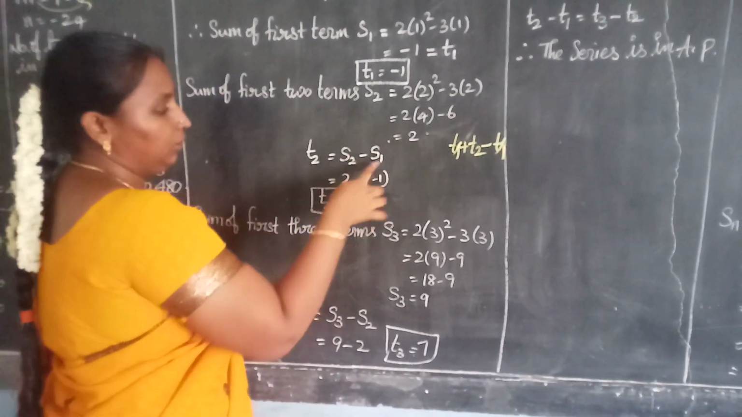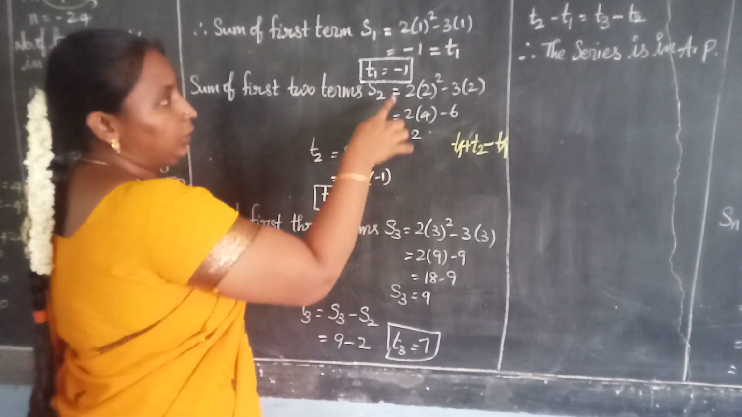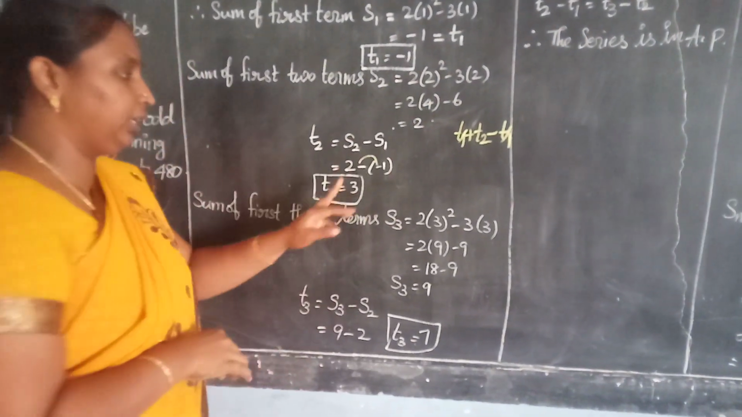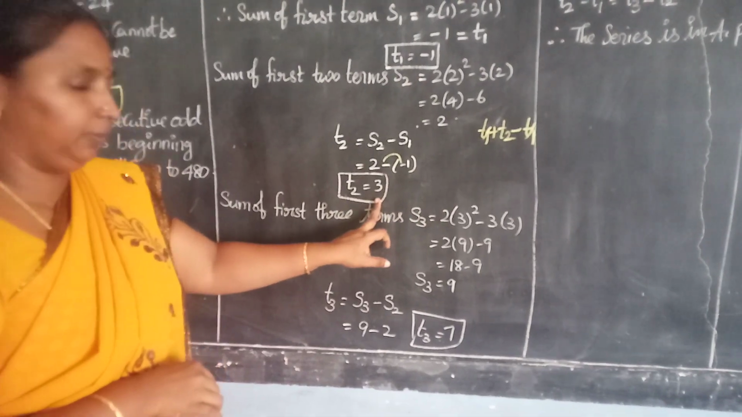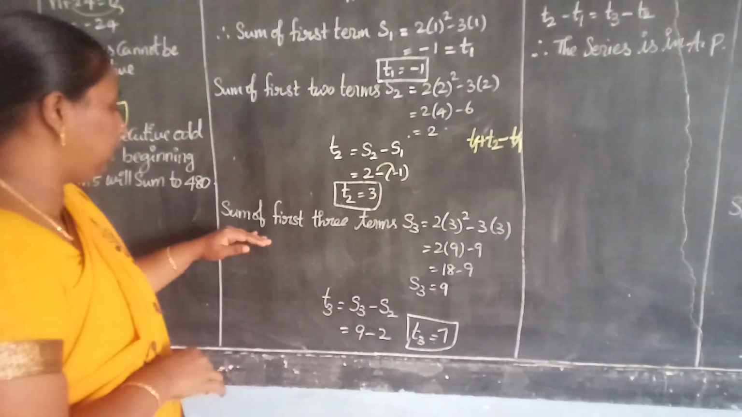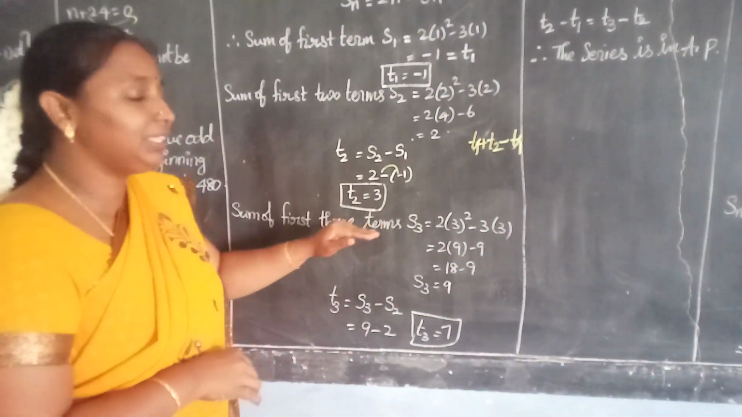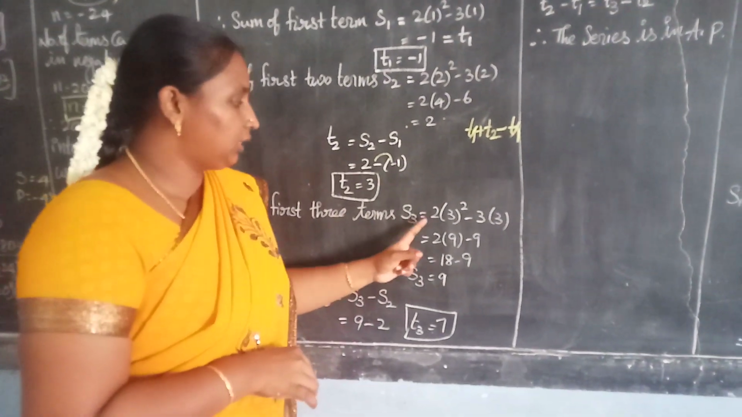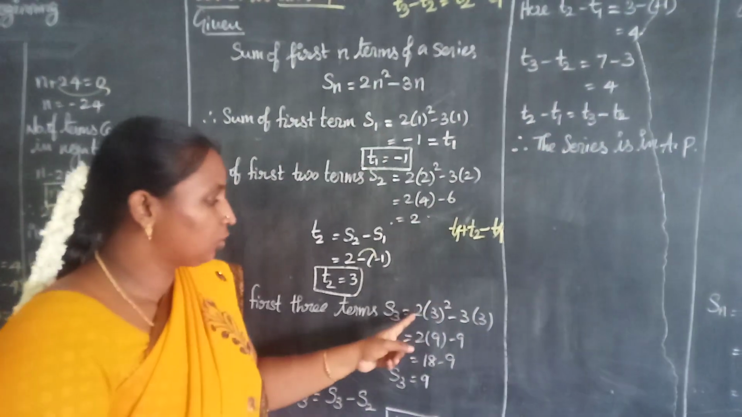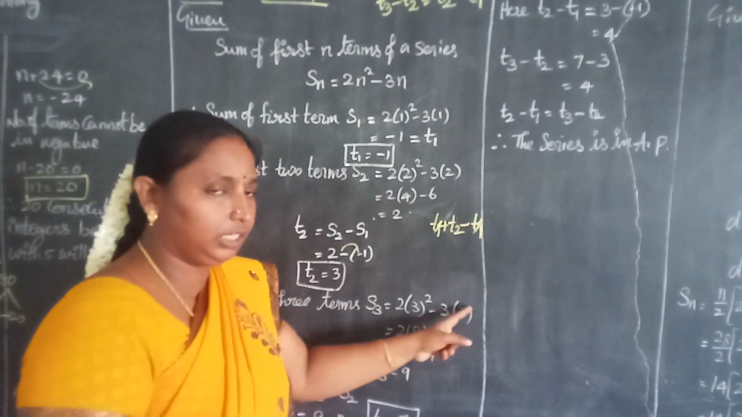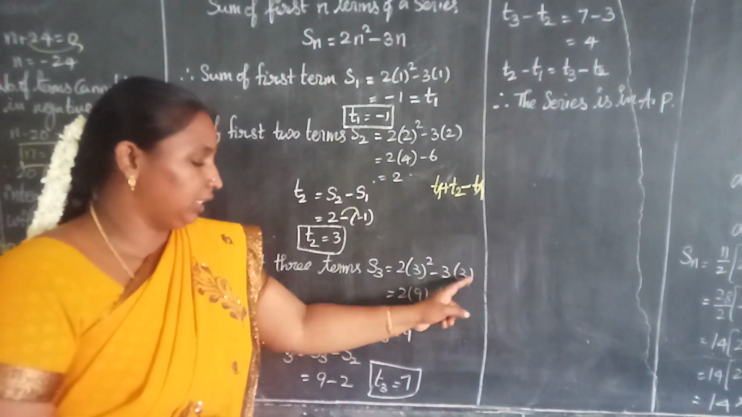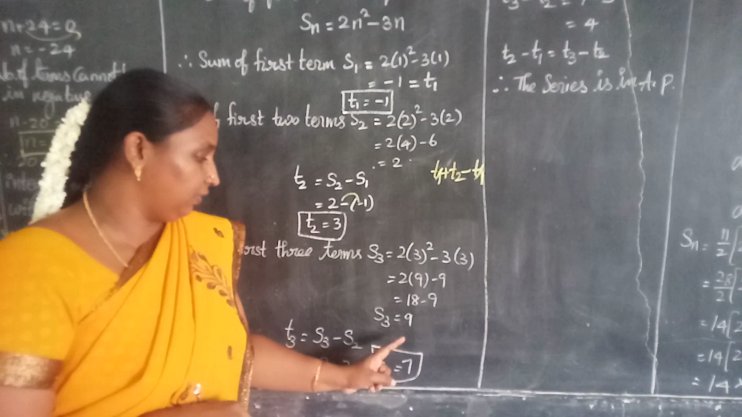What is the S2 value? 2, minus S1 which is minus 1. So minus of minus gives plus 1. So 2 plus 1 gives 3. So T2 is 3. We need T3 also. For that we have to find the sum of the first 3 terms, S3. S3 equals, here instead of n we substitute 3. So 2 into 3 square minus 3 into 3. 3 square is 9, 2 nines are 18. Here 3 threes are 9. 18 minus 9 gives 9.